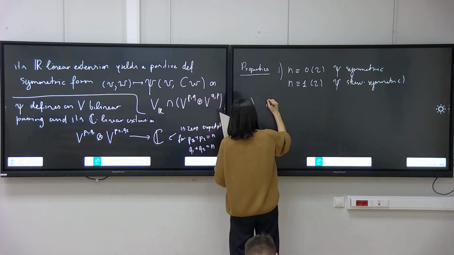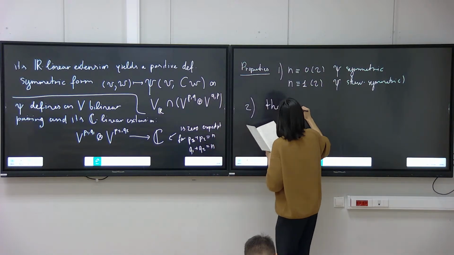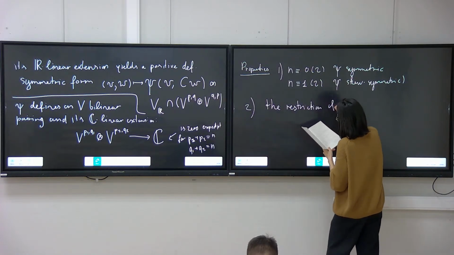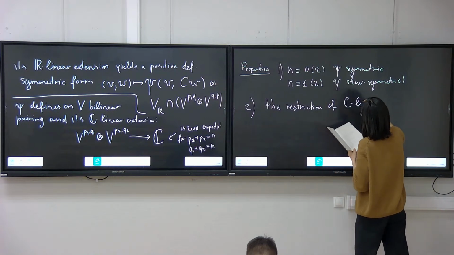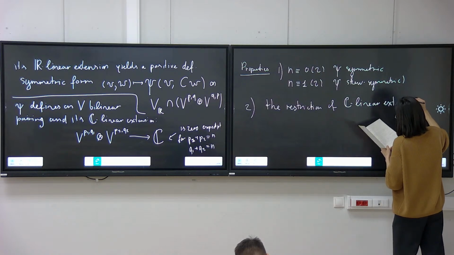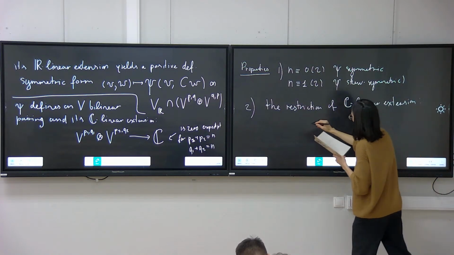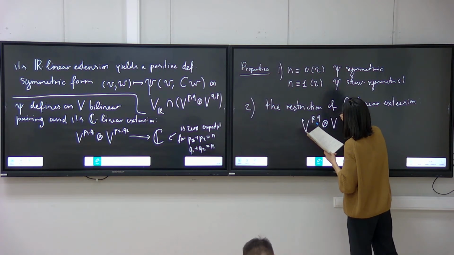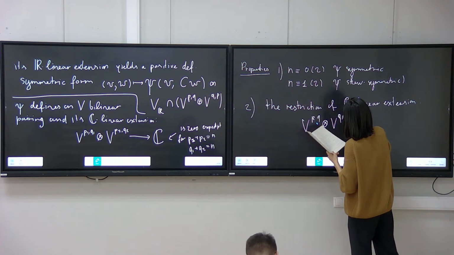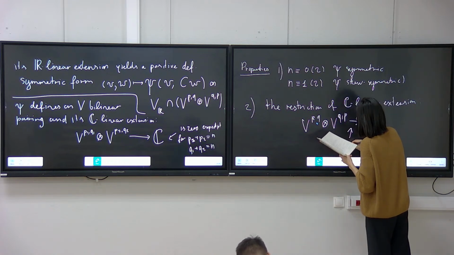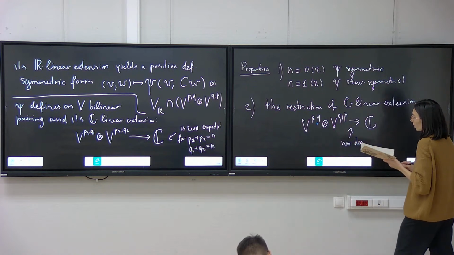Okay, it's the restriction of its C-linear extension yields a non-degenerate pairing on PQ, QP, non-degenerate.